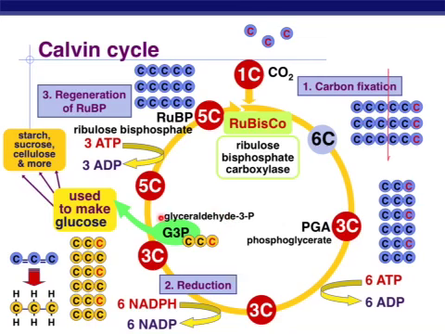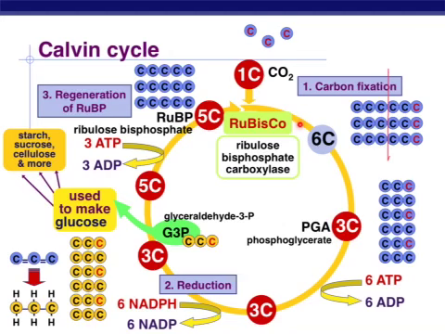Once G3P has been made, the remaining carbons are going to be regenerated into ribulose bisphosphate, and to do that we're going to utilize 3 molecules of ATP. And that, in a nutshell, is the Calvin cycle. So let's go over it. It turns 3 times. We're utilizing carbon dioxide. We're taking the carbon away from the carbon dioxide and adding it to an intermediate that already exists called ribulose bisphosphate.